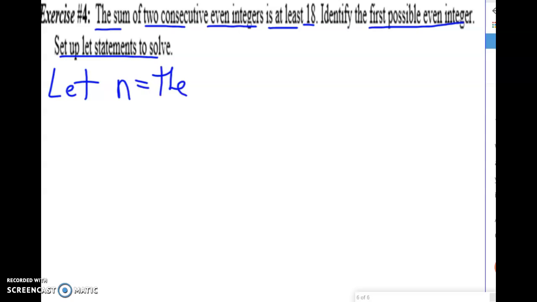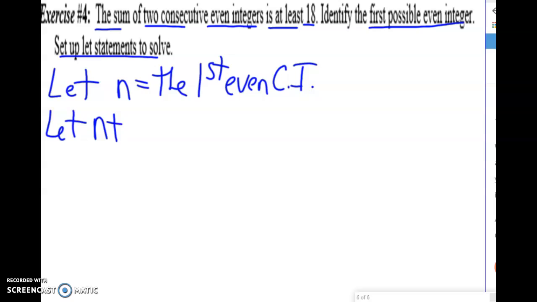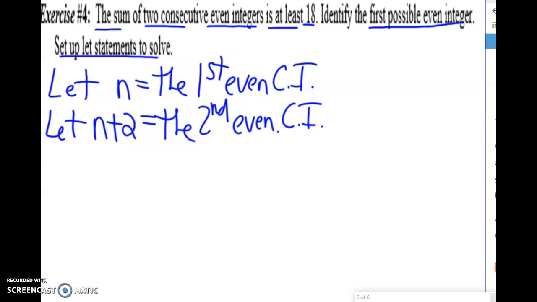So let n equal the first even consecutive integer, CI, consecutive integer, okay? And so remember that even numbers go by 2's. So the next even number would be 2 more than the first. So there we go. There is our second even. So again, this is coming from lesson 8. If you need a little help, a little refresher on this, let me know. We can do this during the office hours tomorrow.